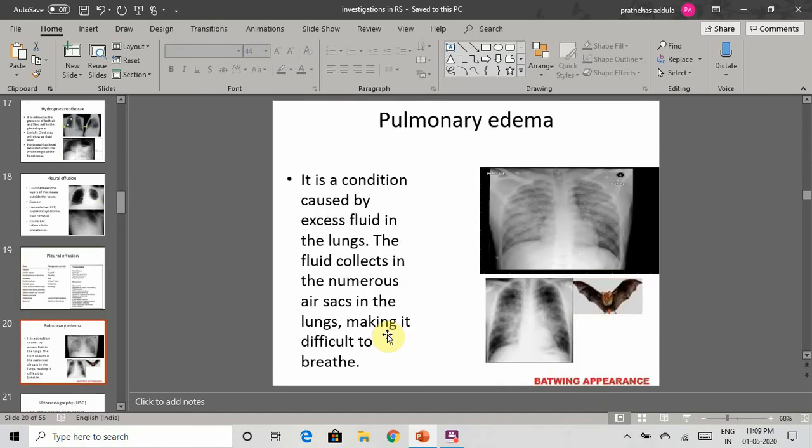Pulmonary edema. It is a condition caused by excessive fluid in the lung. The fluid collects in the numerous air sacs in the lung, making it difficult to breathe. One of the easy ways to identify it is the bat wing appearance, where the associated abnormality is seen near the borders of the heart.